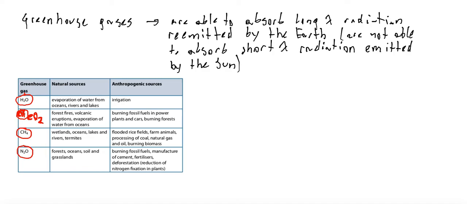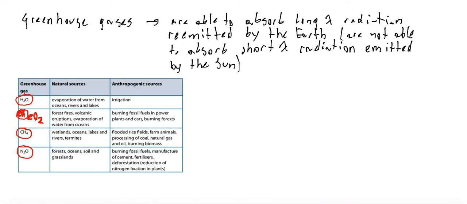Yeah? Okay, next. CH4, methane: wetlands, oceans, lakes, and rivers, and anthropogenic sources: flooded rice fields, farm animals, oh, this is important, farm animals, processing of coal, natural gas and oil, burning biomass is a source of CH4. And the last one, nitrous oxide, N2O: forests, oceans, soil and grasslands, and anthropogenic sources created by humans: burning fossil fuels, manufacture of cement, deforestation, etc.